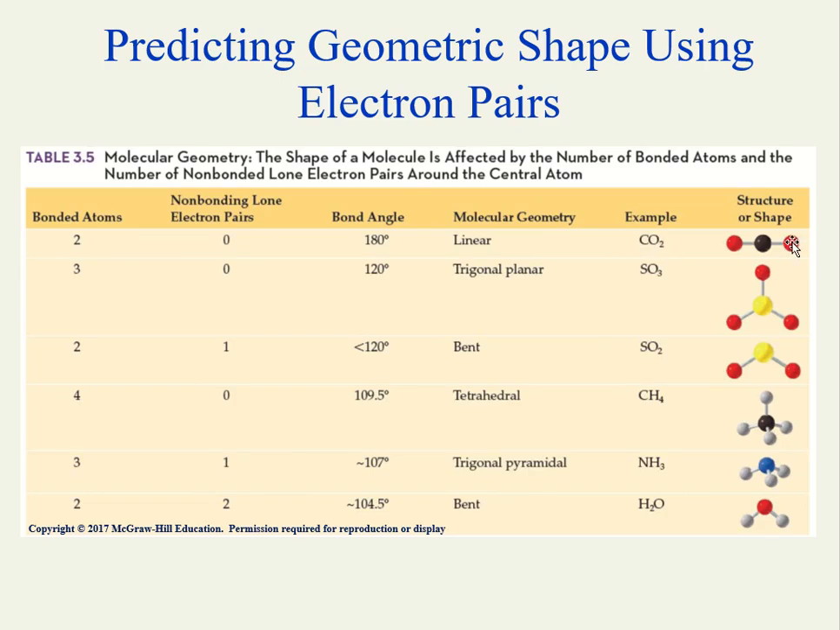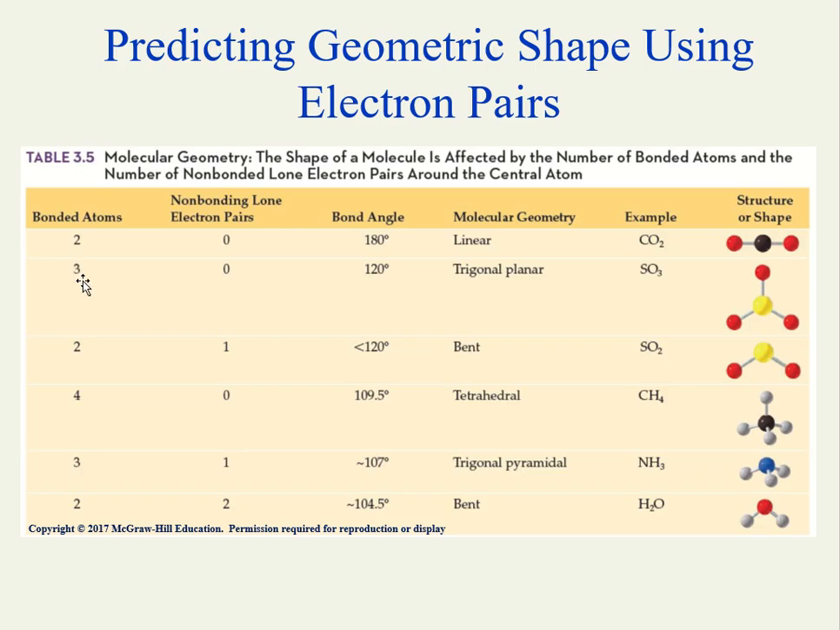Draw the Lewis structure of carbon dioxide and look at the central atom. The central atom has two bonded atoms, two oxygens, and zero lone pairs on it. Hence, it's flat, it's linear. And you must be able to draw the Lewis structure correctly in order to predict this. Otherwise, everything will be wrong.